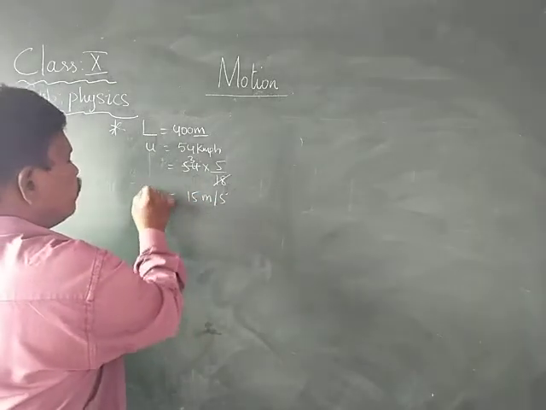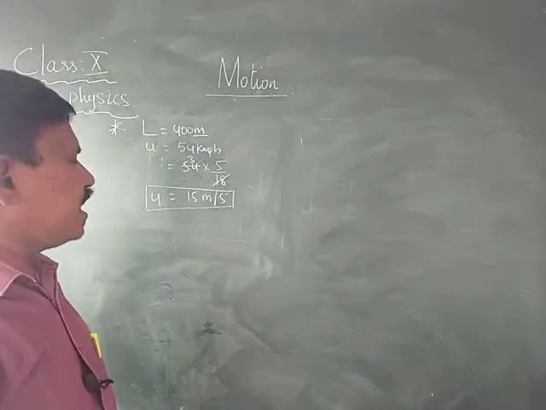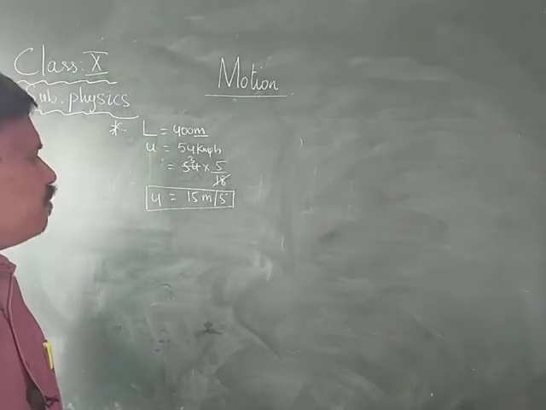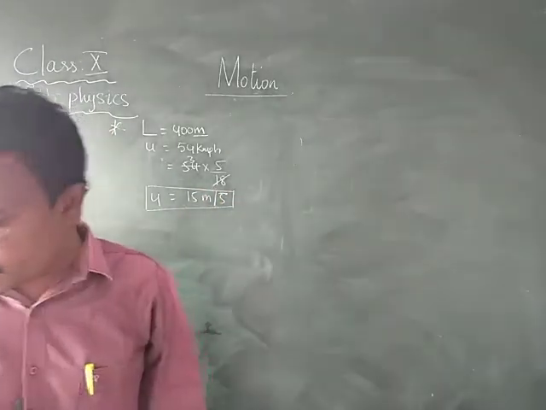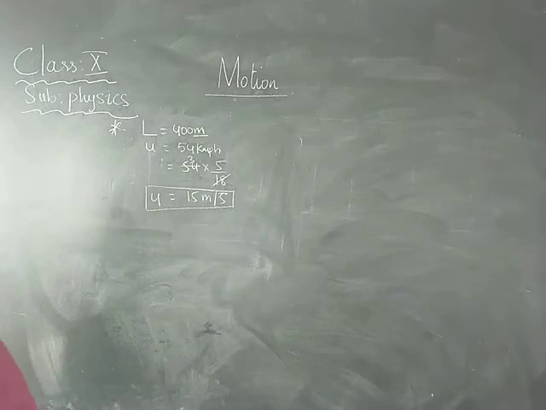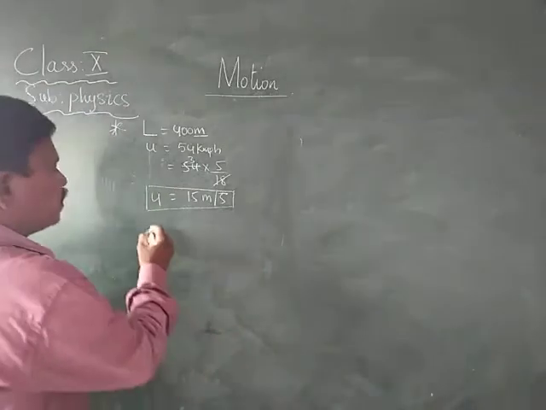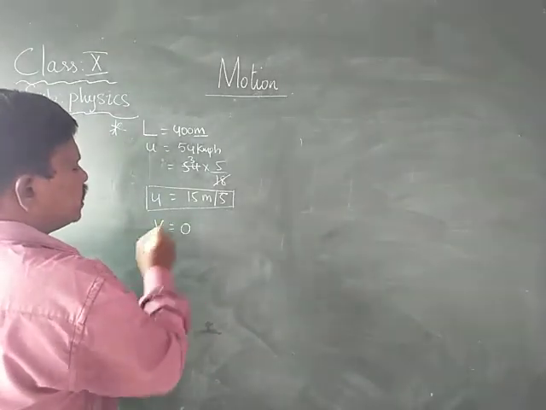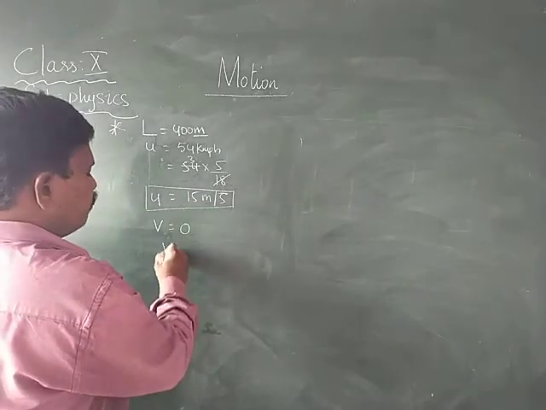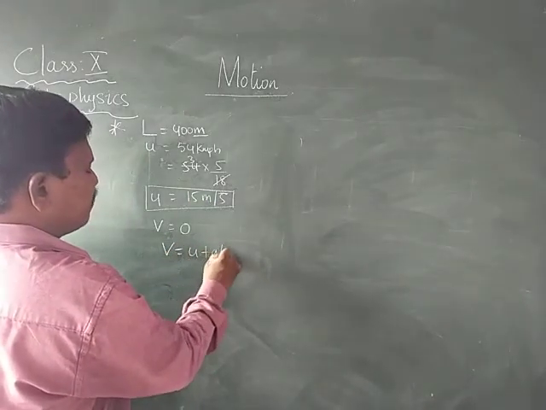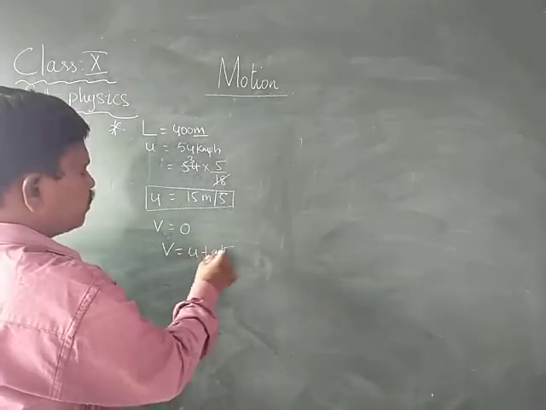What is U? 15 meter per second. The initial velocity of the train, the locomotive, is 15 meters per second. And here, what is given? The train, after moving a certain distance, stopped. Therefore, what is the final velocity? 0. By using the formula V is equal to U plus AT, we can find the time t.